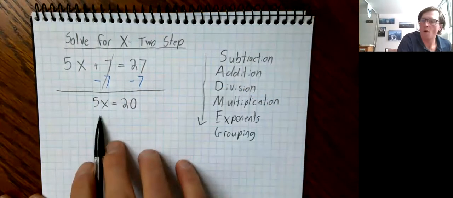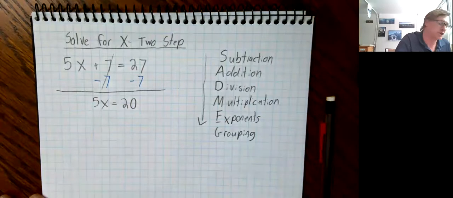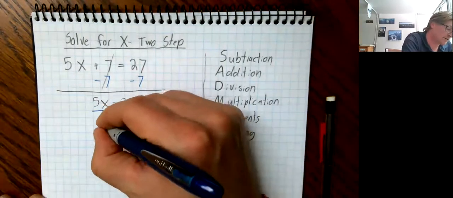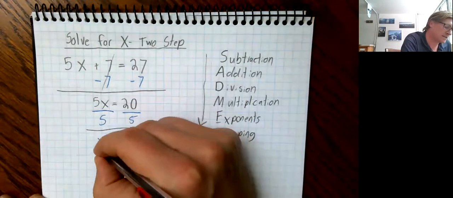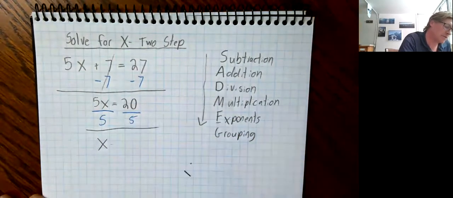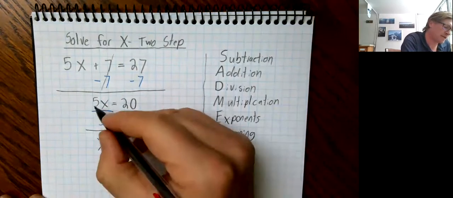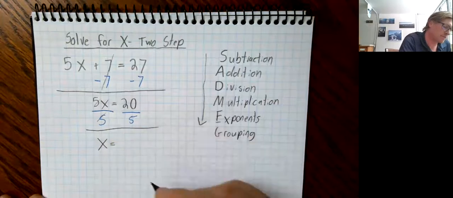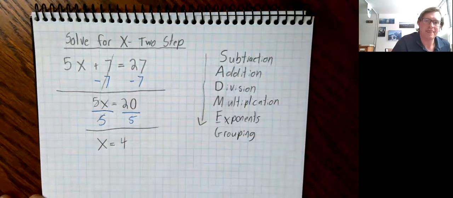And now I'm just left with one operation. I'm going to do the opposite operation of multiplication, which is division. So I'm going to divide everything by 5. My x is now by itself because my 5s have dropped out. And 20 divided by 5 is 4. And that is my final answer.